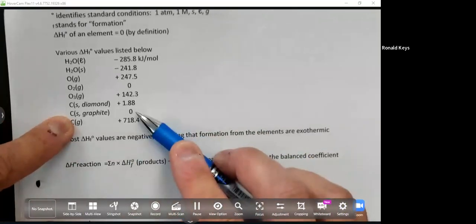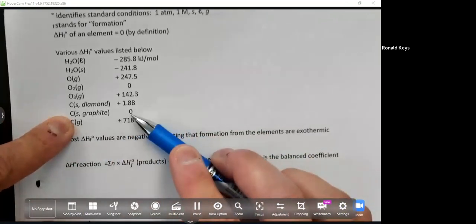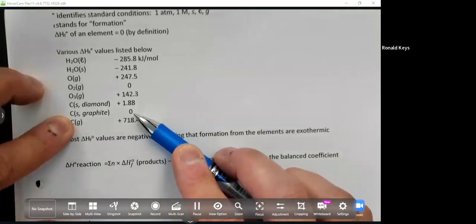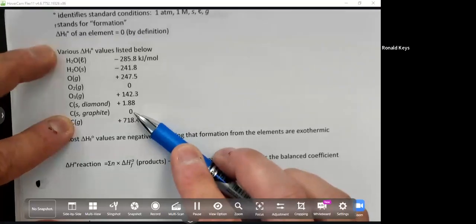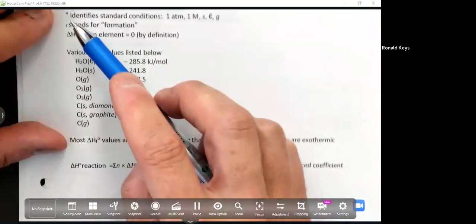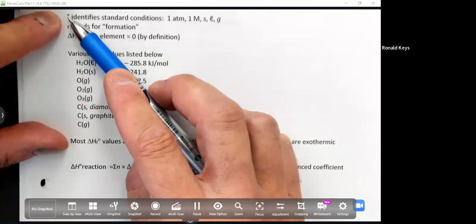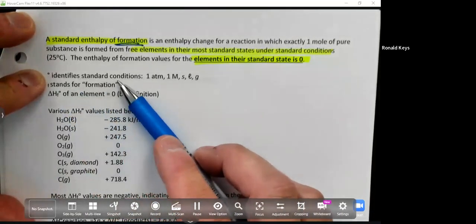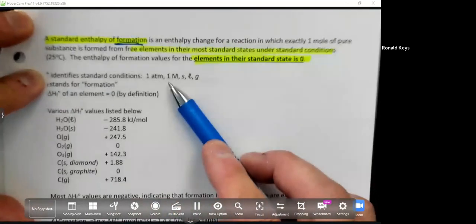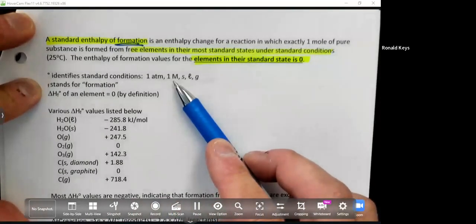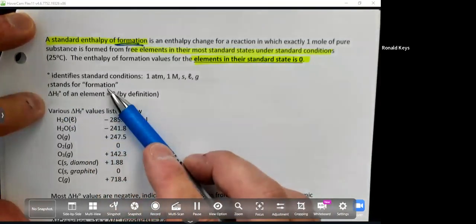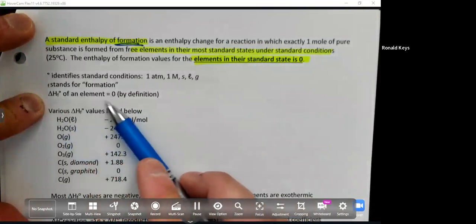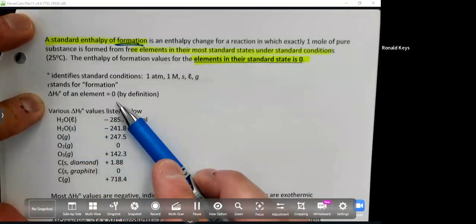Carbon, graphite. That is the element in its most standard state. The enthalpy of formation value to form 1 mole of it is 0. So this little circle, which looks like a temperature, identifies standard conditions of 1 atmosphere pressure, 1 molarity solutions. F stands for formation. So delta H F, again, the enthalpy of formation to create an element in its standard state, is 0.